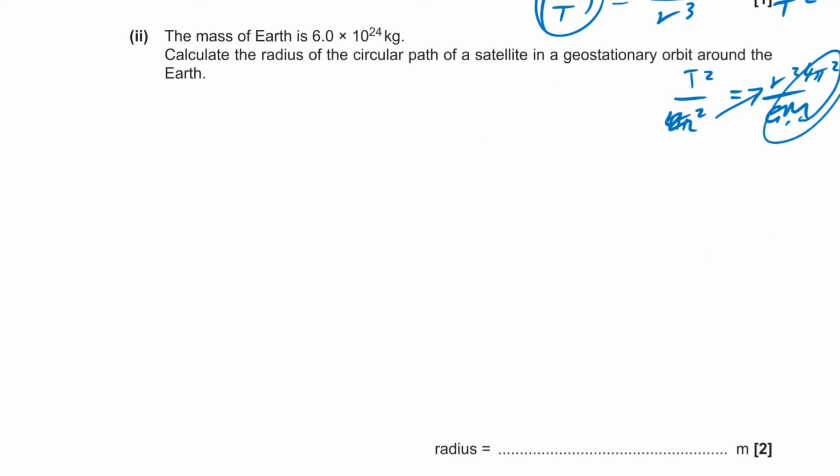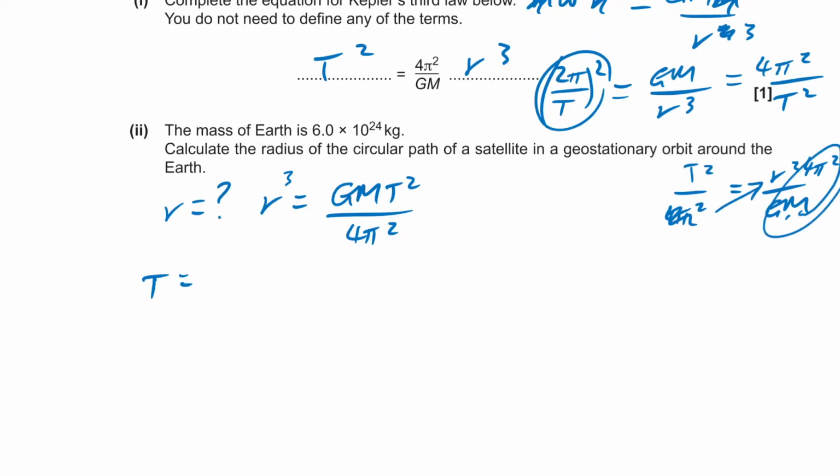Calculate the radius of the circular path of a satellite in a geostationary orbit. Okay, so let's find out what the time is first. We're talking about a satellite going around the Earth, so geostationary orbit. So therefore the time period is 1 day. So 24 hours times 3,600 gives us 86,400 seconds. So now all we have to do is pop the numbers in.